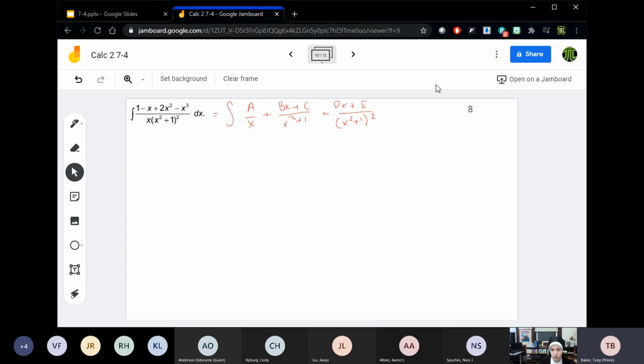Now, unlike the other problems where we'd be able to plug in values to get rid of the parentheses, this one we're not going to be able to do that because you can't cancel them out. We could do it for the 1 with the x, but the rest of them aren't going to work out. So we're just going to multiply them out and do it by systems.